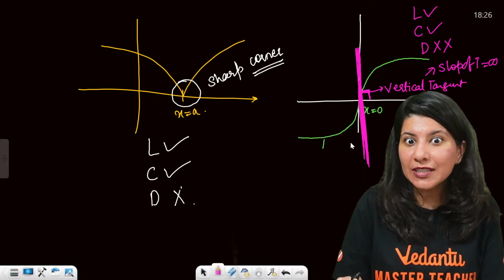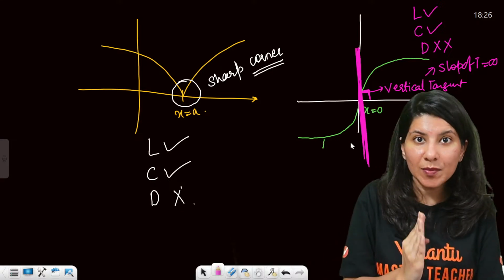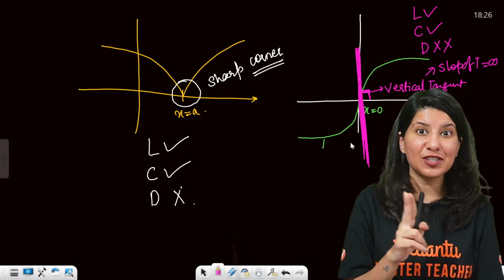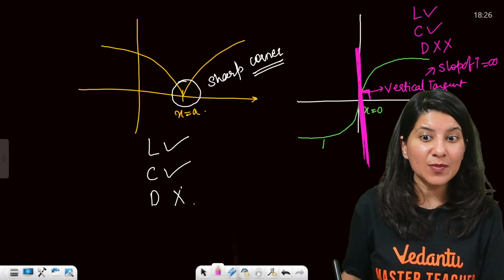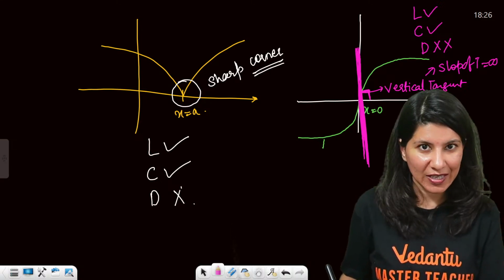You are able to draw the tangent, but this is a special case. Whenever you see there is a vertical tangent, that means you are able to draw a tangent, but still the function is not differentiable. Are you understanding this? So this is a very special case. Not many students will be able to tell this.